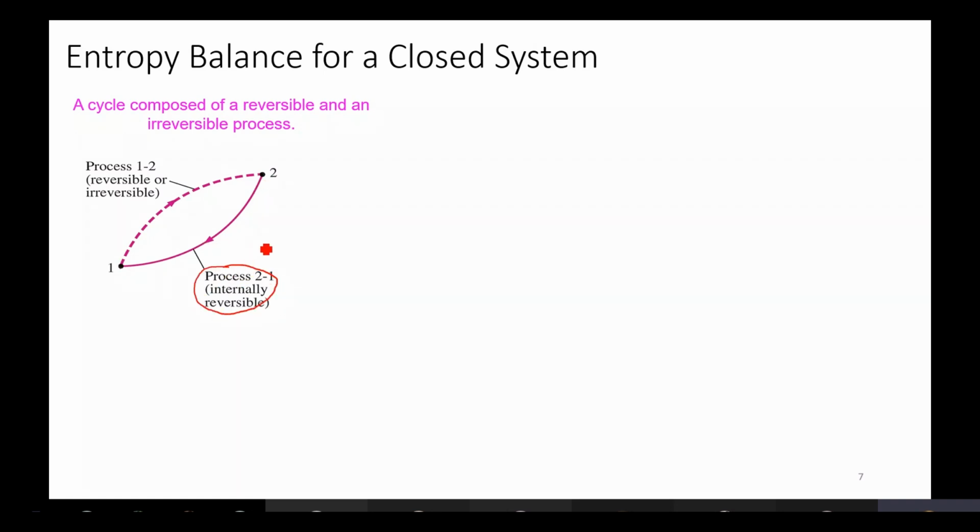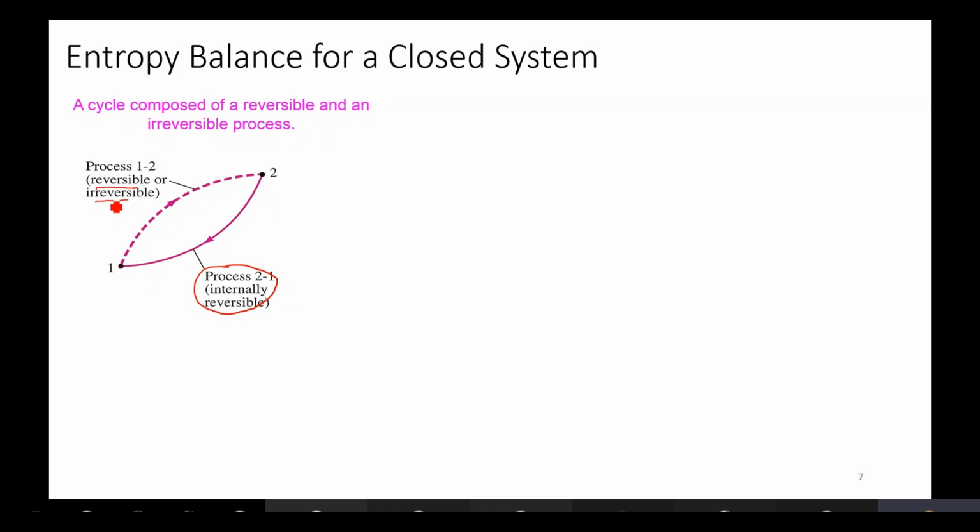Now let us look at a cycle, one part of the cycle, where it goes from 1 to 2 and 2 to 1. The second half of the cycle, while it's coming back, is known to be an internally reversible process. This is known to me. Path 1 to 2, it is not yet known whether it is reversible or irreversible.